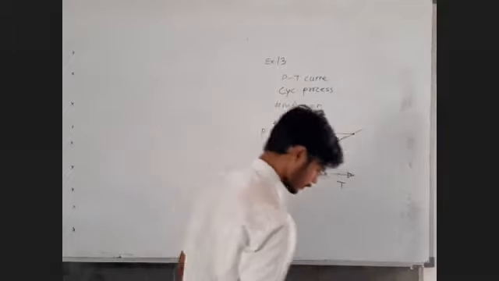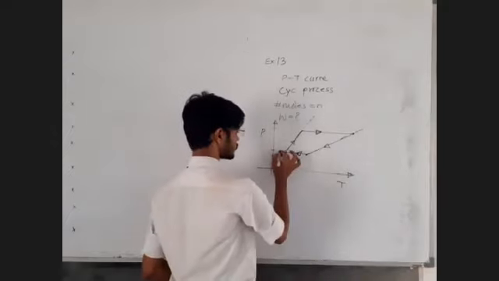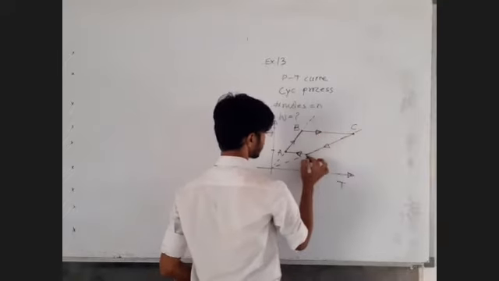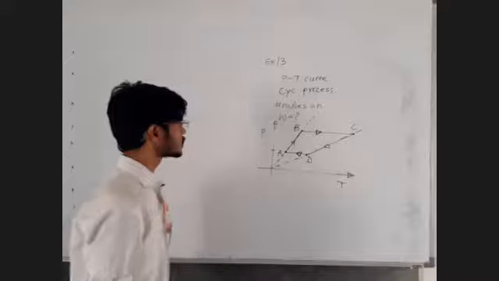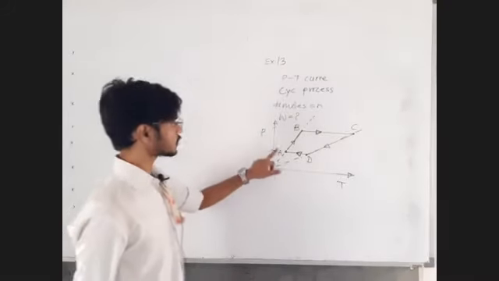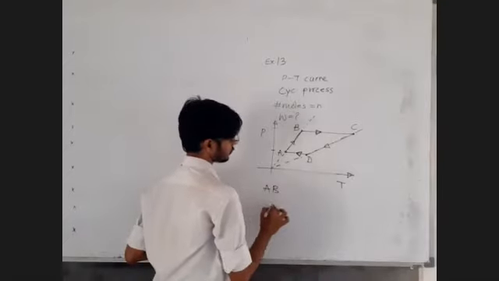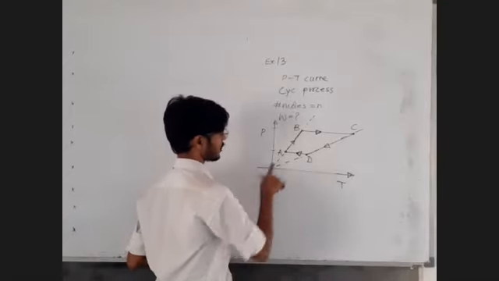Okay. So where are the points A, B, C, D? Sir, this is the point A. This one is the B. This one is the C, and this one is the D. Okay. Let's try to understand A to B. Let's write something about A to B.